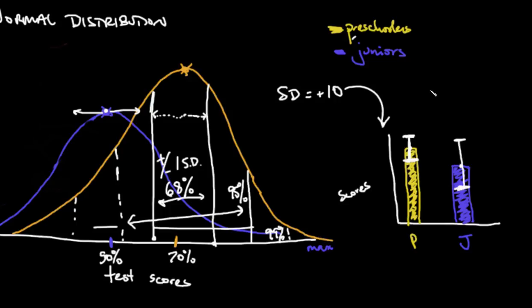So those error bars on a graph can represent one of two things. They can either represent standard deviation or they can represent the range of the data.